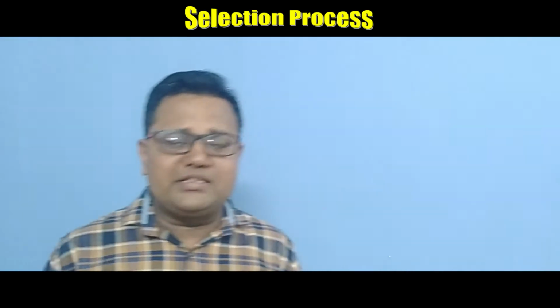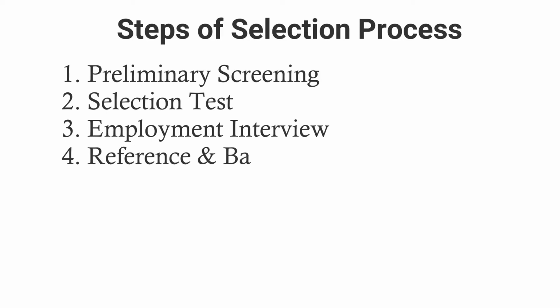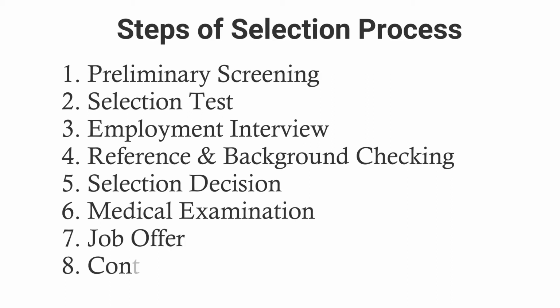The selection process is given with certain steps. These steps are: number 1, preliminary screening; number 2, selection test; number 3, employment interview; number 4, reference and background checking; number 5, selection decision; number 6, medical examination; number 7, job offer; and the last one is contract of employment. Now these are the 8 steps connected with the selection process.